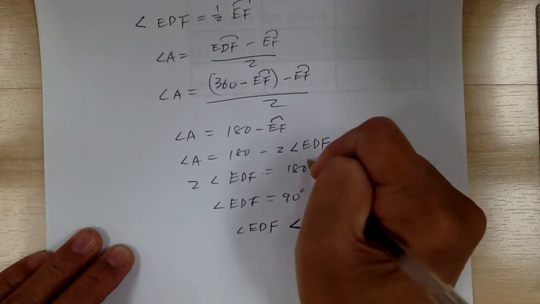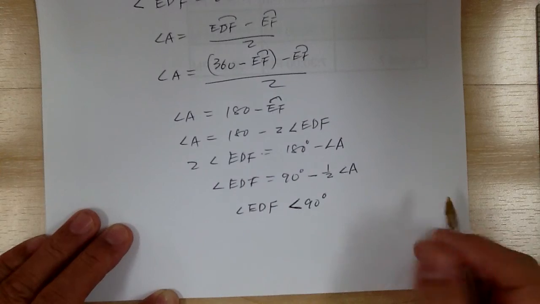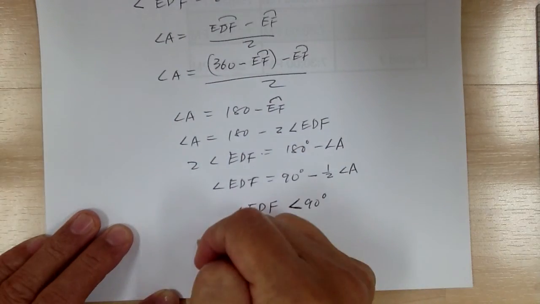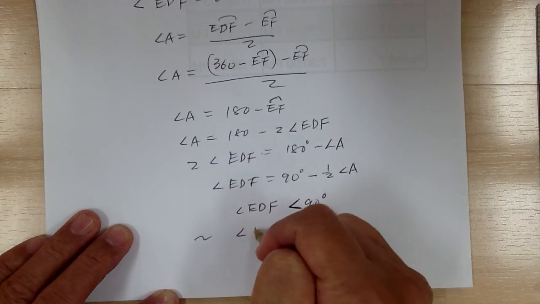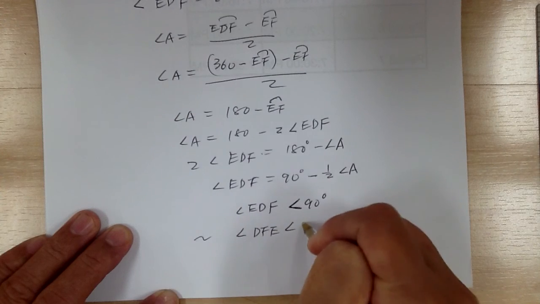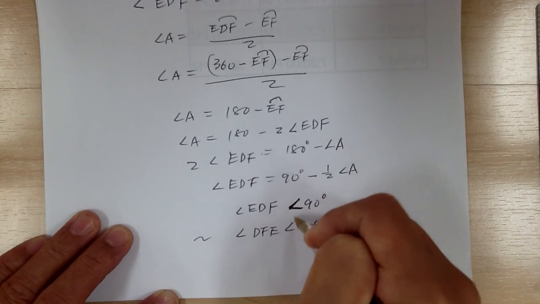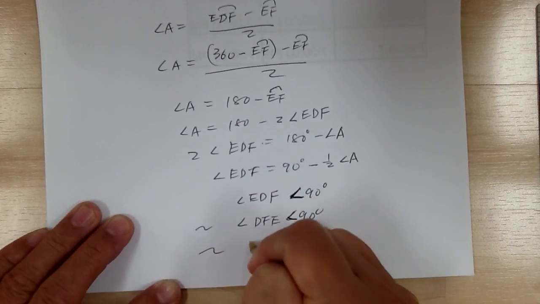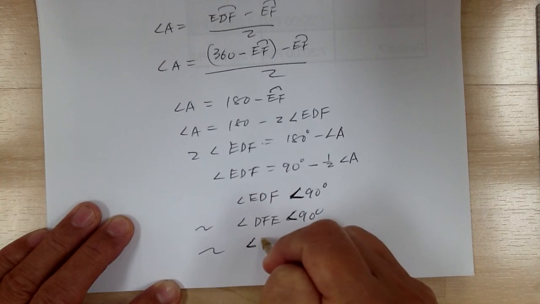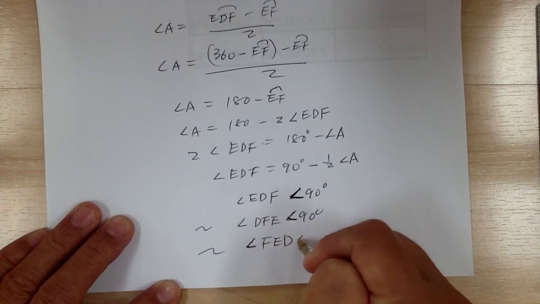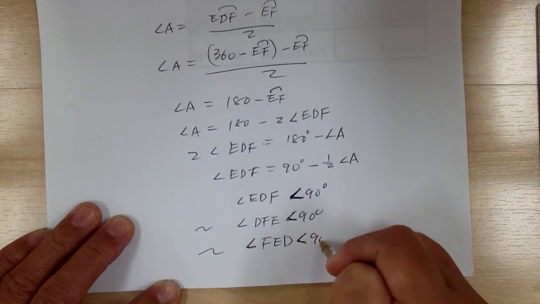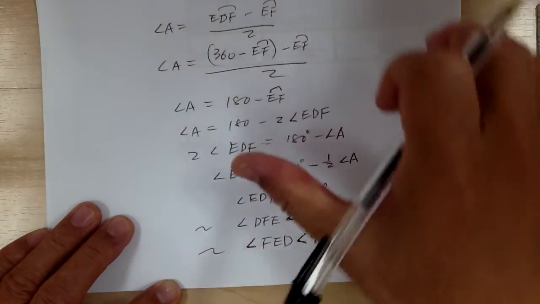And so you can just rotate. So similarly, angle DFE is less than 90 degrees. And similarly, angle FED is less than 90 degrees. So once you prove one, you just keep rotating.